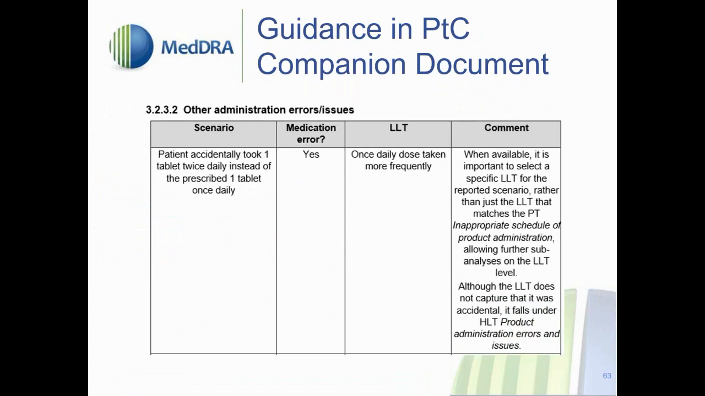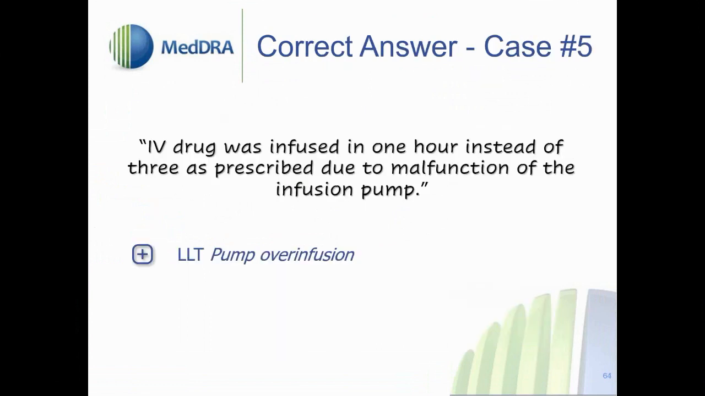The argument is that it is more important to select a specific LLT for the reported scenario. Although the LLT does not capture that it was accidental, it falls under the HLT product administration errors and issues, and this is obviously considered sufficient. So this is similar to the scenario in our example, and therefore we would not split into drug administration error and wrong rate, but only select one LLT, namely "drug administration rate too fast."